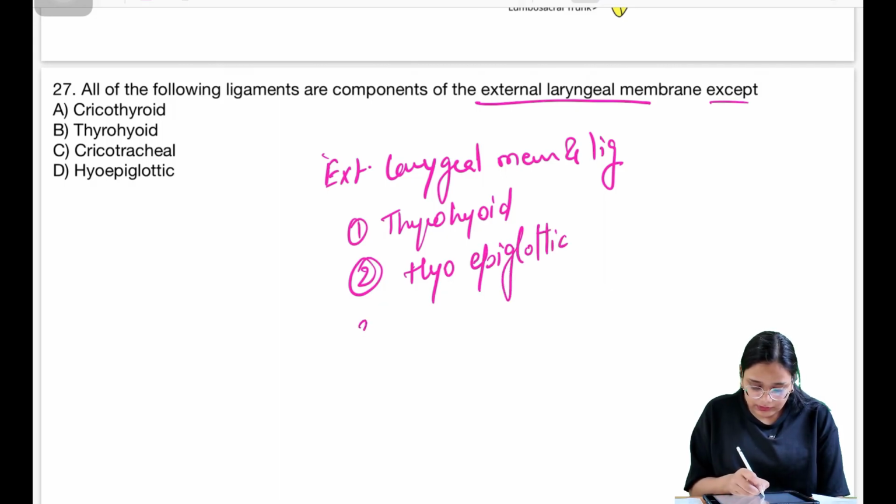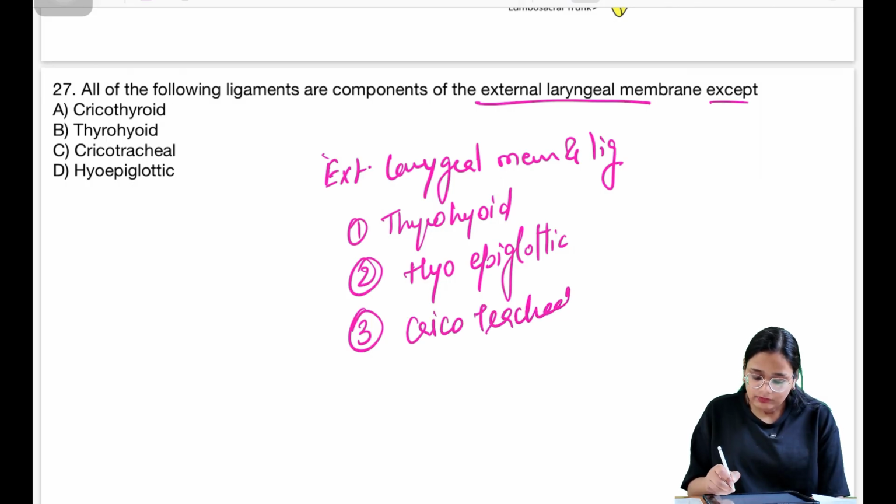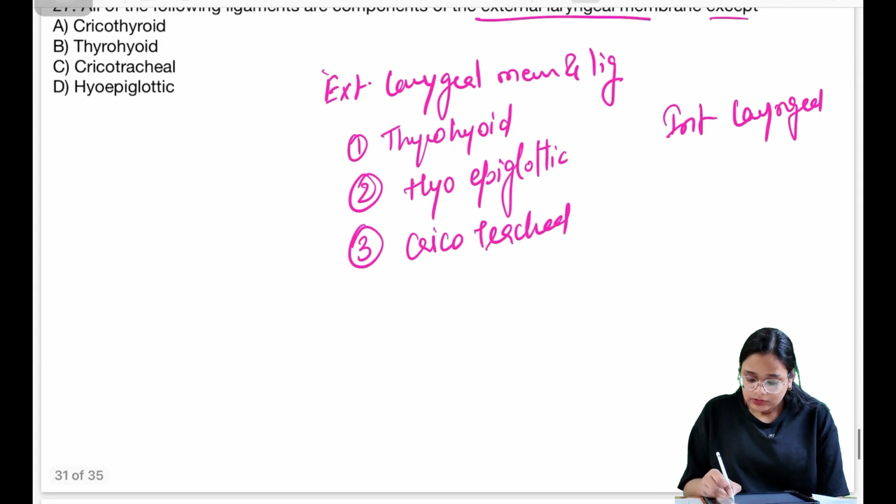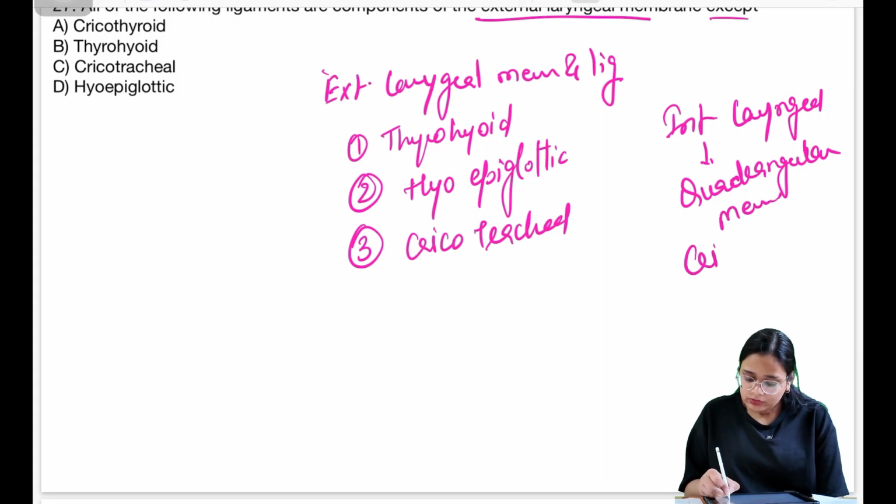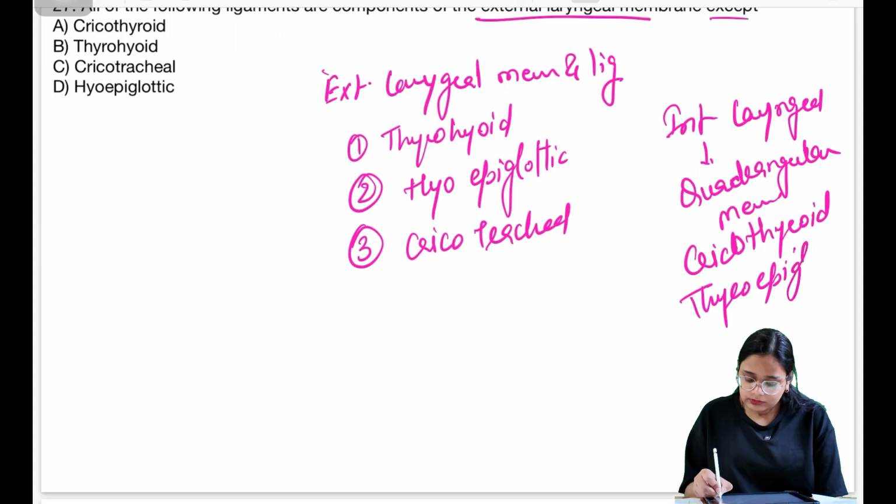And third one is cricotracheal. Okay. Same for internal laryngeal. You need to remember, first one is quadrangular membrane, second is cricothyroid membrane and thyroepiglottic ligament. Okay, so we will check.